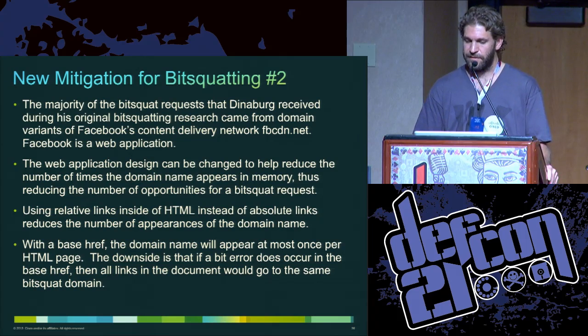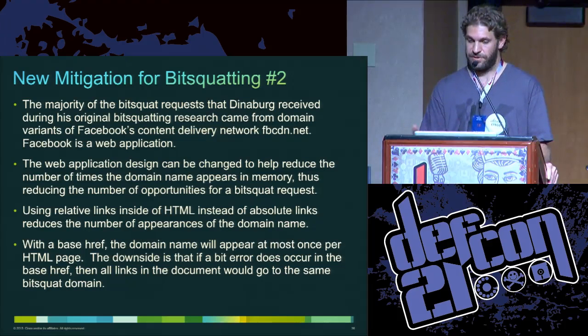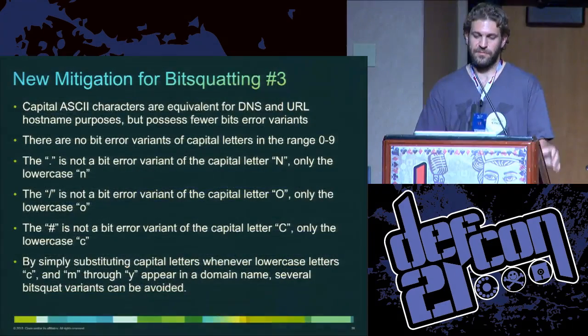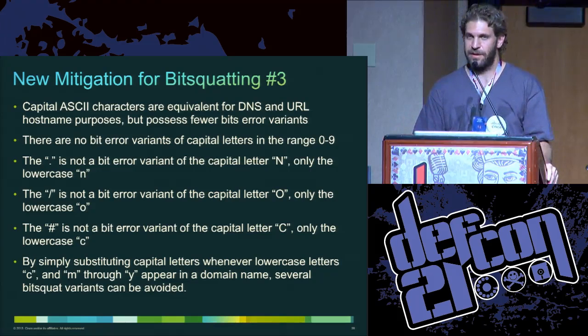I also noticed that a lot of these bitsquatting problems happen as a result of URLs in web applications. So limiting the number of times that the URL actually appears can help you. Instead of using absolute links, if you use relative links, then you're not putting the domain name in the link. Web pages are stored in memory basically the exact same way that they're written originally, so that can help you. Also, using capital letters can help: capital letters don't have the same equivalent bitsquats as lowercase, so using them in some cases can help you avoid certain bitsquats.